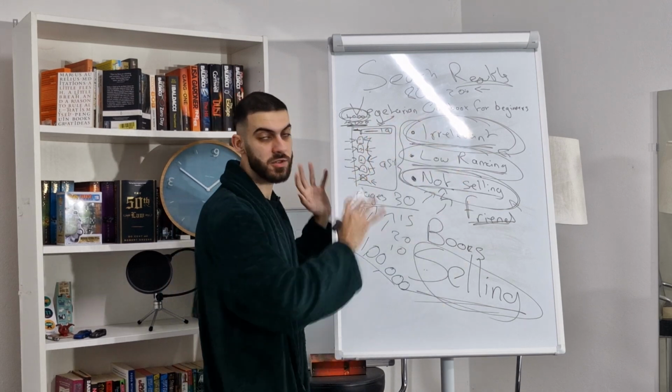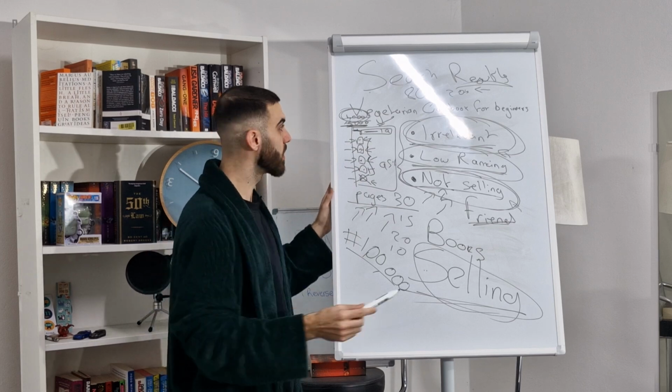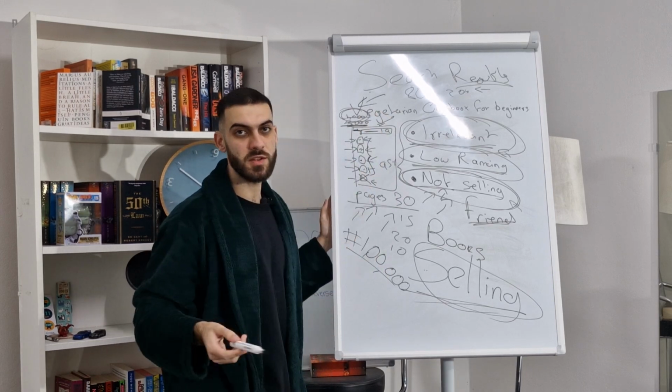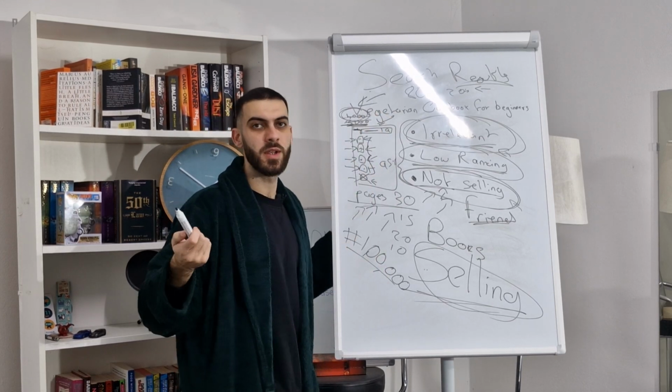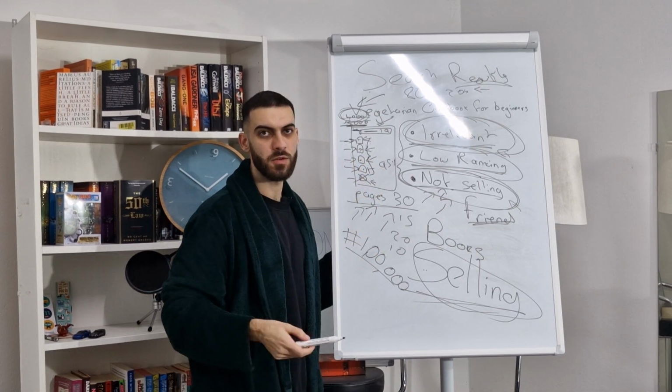Now, there's other things you need to look at, but this is the main thing you need to understand. Because I see a lot of you guys come and say, oh, this niche has 5,000 results. I'm not going to compete in it. Yeah, but how many of them are actually selling? How many of them are actually your competitors, not random books?